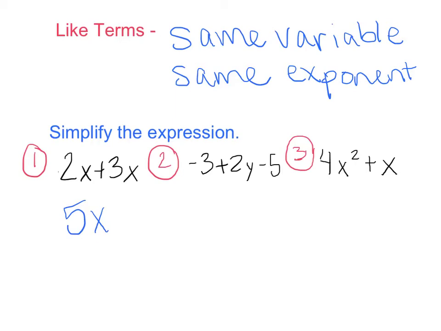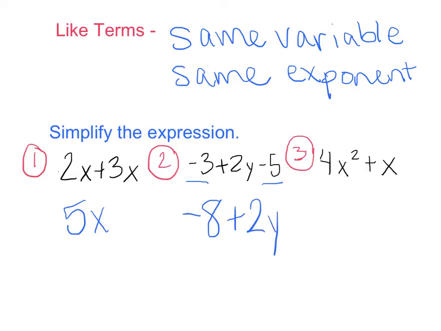Number 2, negative 3 plus 2y minus 5. This one you need to make sure we're still recognizing that numbers can always go together as long as they don't have a variable. So negative 3 plus negative 5 is actually negative 8. And then the 2y had nothing to combine with, so you just bring that down.